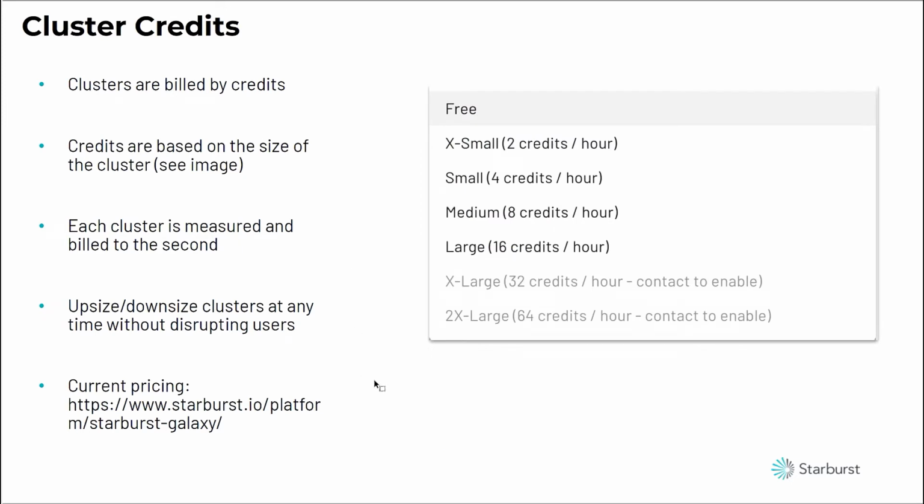So cluster credits. Clusters are billed by credits. We have the concept of a credit per cluster. As you can see, the right hand side of this image is the extra small is 2 credits, and they go up as you increase the size. We have an extra large and a 2XL large that we can enable upon request. Each cluster is measured and billed to the second, which is pretty much a cloud pattern these days. And also you can upsize and downsize clusters at any time without disrupting users. I talked about that before. Also, our current pricing can always be found per credit on our website at starburst.io.